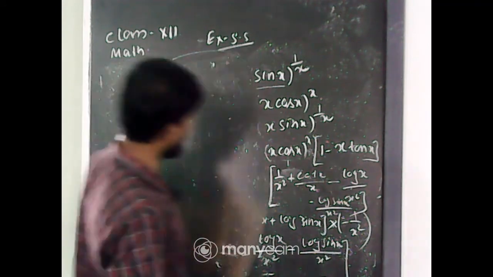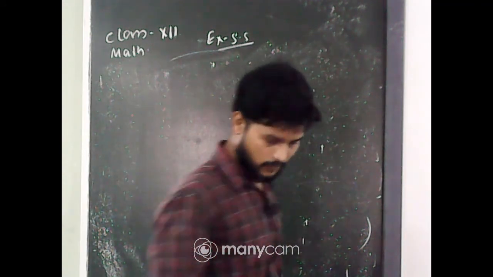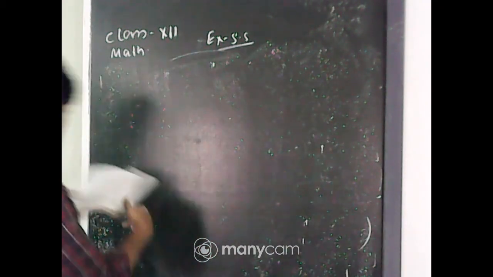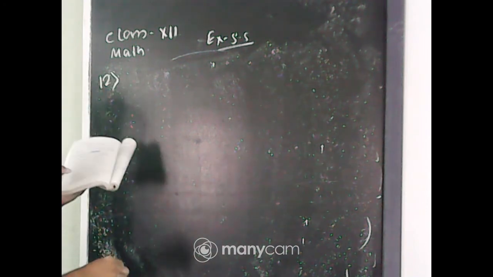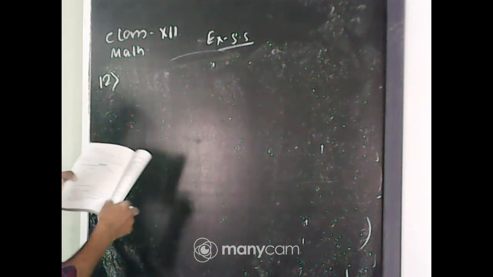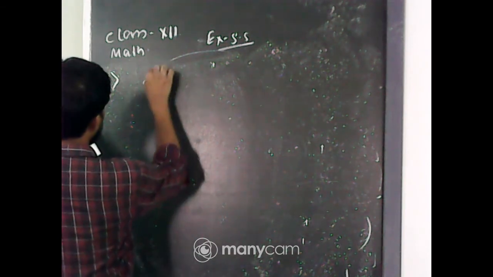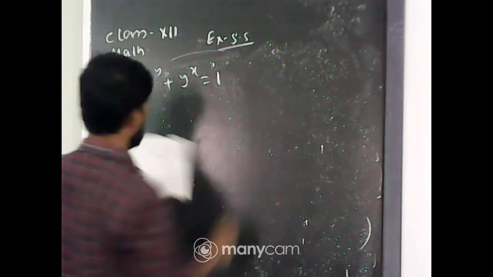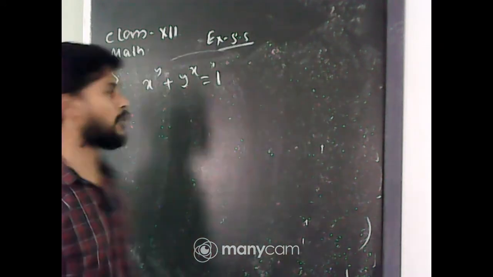Okay, so now let's solve one more problem from here. Question number 12, after 11. Find dy/dx in the given expression x to the power y plus y to the power x is equal to 1. From this equation, we have to find the value of dy/dx.